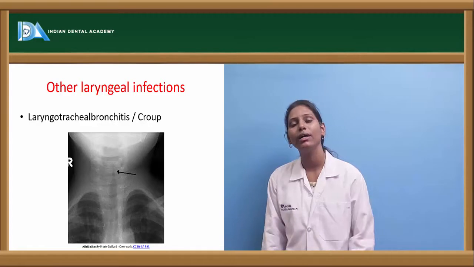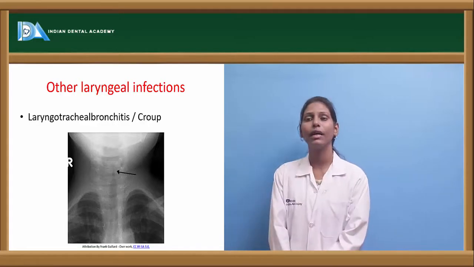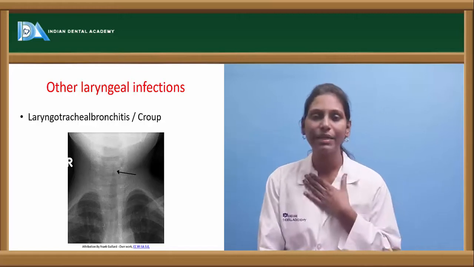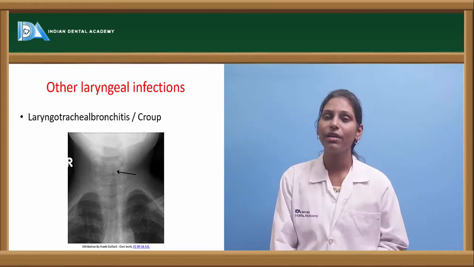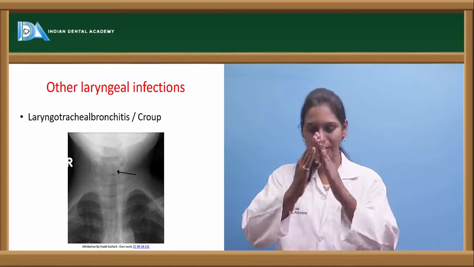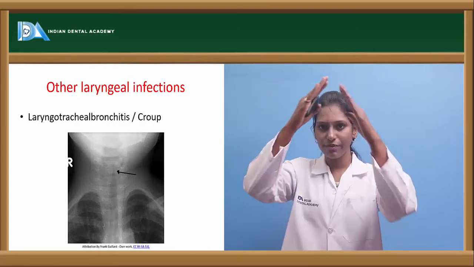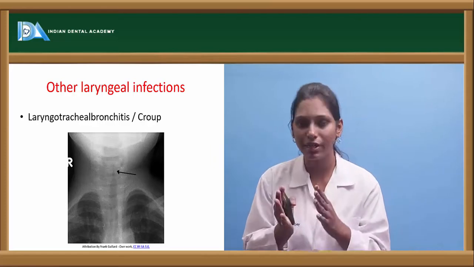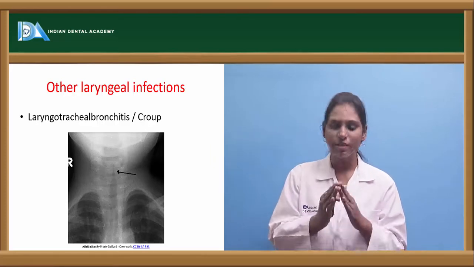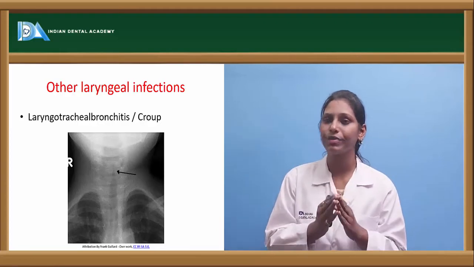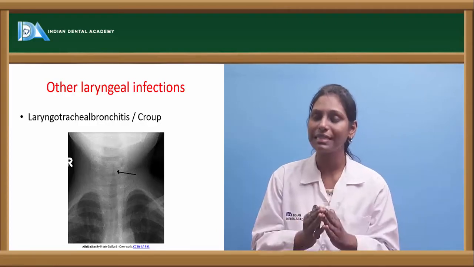Apart from the clinical symptoms, when we go for investigation, a plain neck X-ray will give us a characteristic sign called the steeple sign. A steeple is what we have on top of churches. So this gives a characteristic steeple sign, which is because of narrowing of the subglottic area.